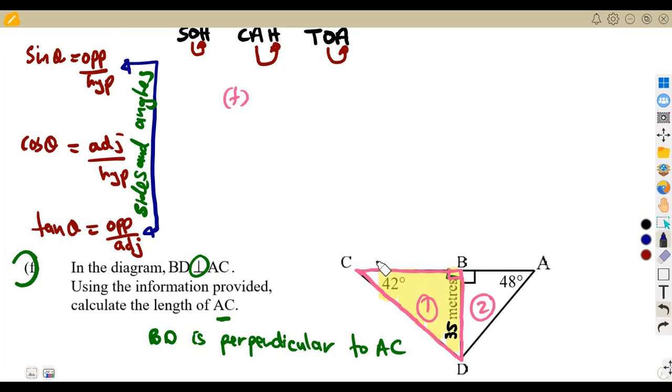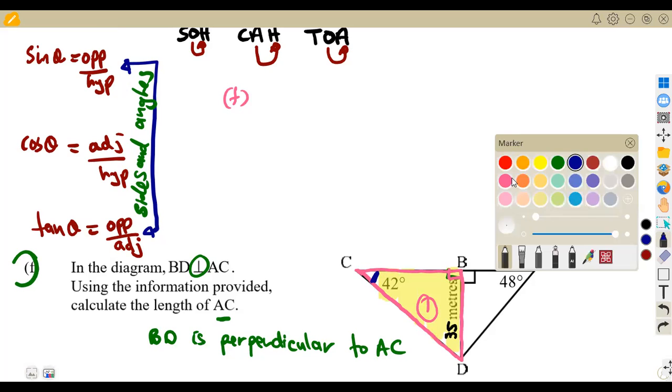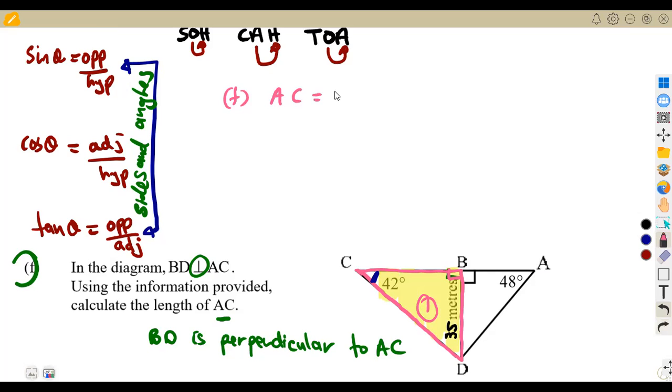So what you're going to do is that you have an angle inside this triangle of 42 degrees. This is a right angle triangle. So according to that angle, you're going to name what you're given. Remember, we want to calculate AC. We do not know this. We can find AC as AB plus BC.